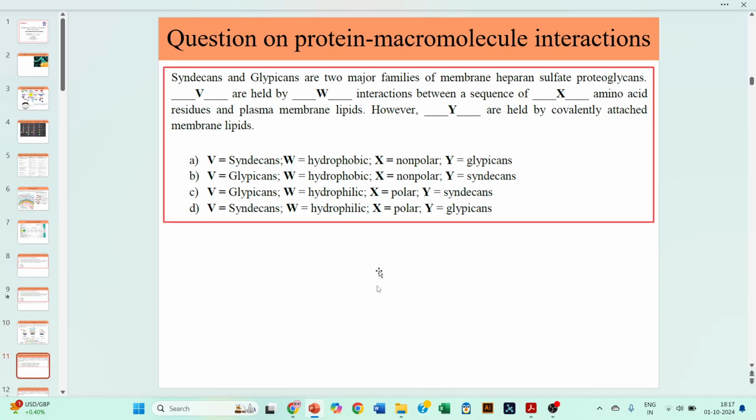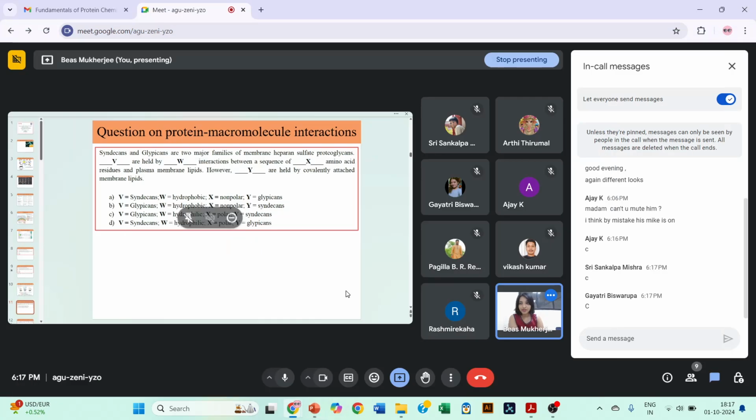All right. So we have one more question here. Syndecans and glypicans are 2 major families of membrane heparan sulfate proteoglycans. Now you have V, W, X and Y, 4 different blanks. Dash are held by dash interactions between a sequence of dash amino acid residues and the plasma membrane lipids. We know about lipids, right?